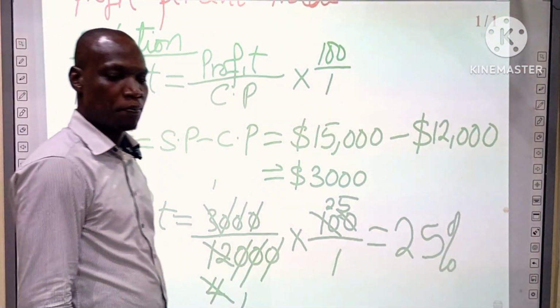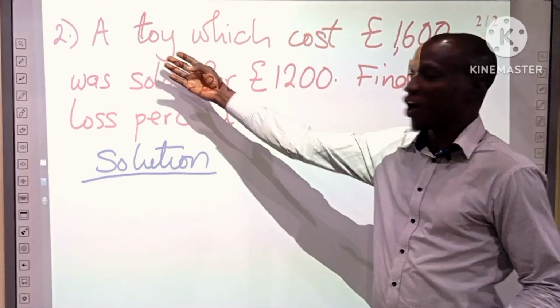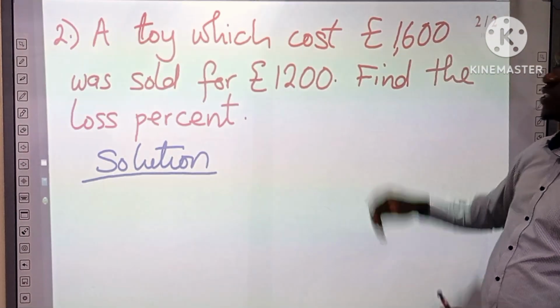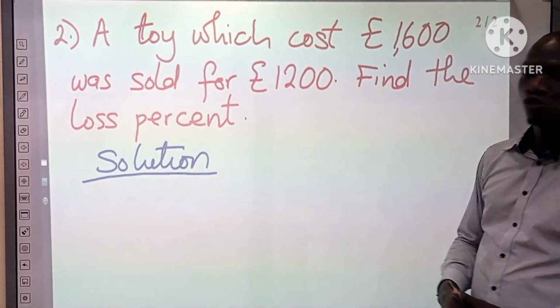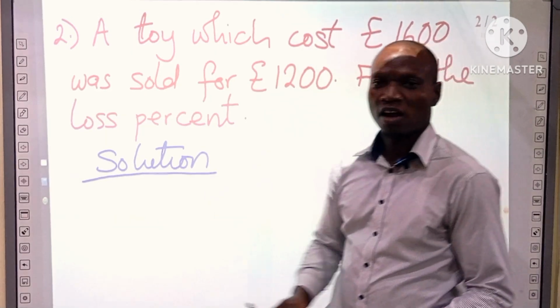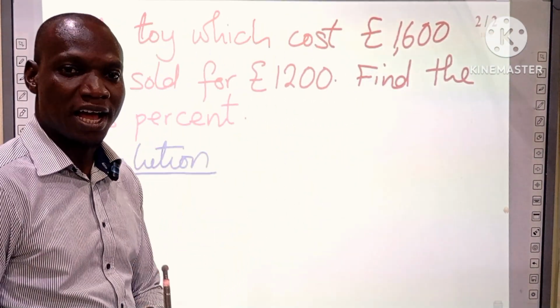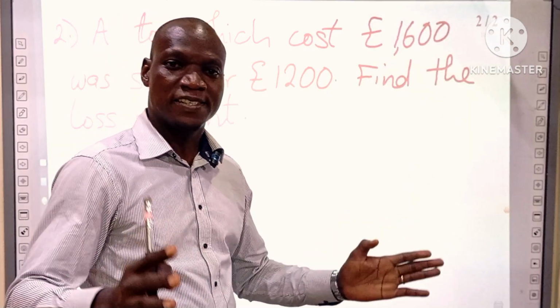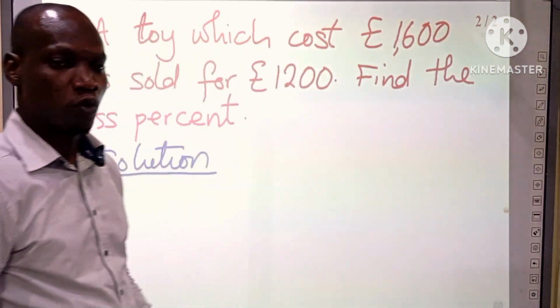That's actually easy peasy. This is our second question for today. A toy which cost £1,600 was sold for £1,200. Find the loss percent. Now the first thing we must do is to calculate the loss. Then we equate it into the formula, and the formula is actually easy. It is the loss over the cost price times 100 all over 1.